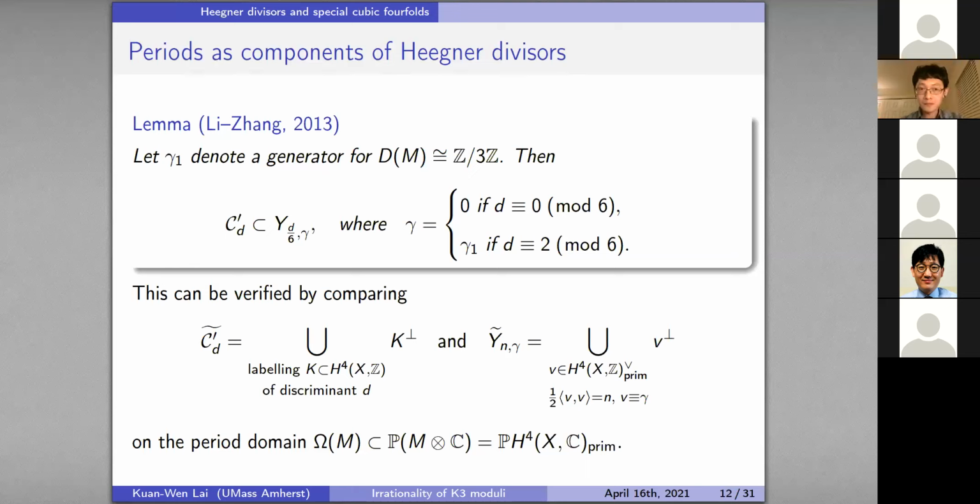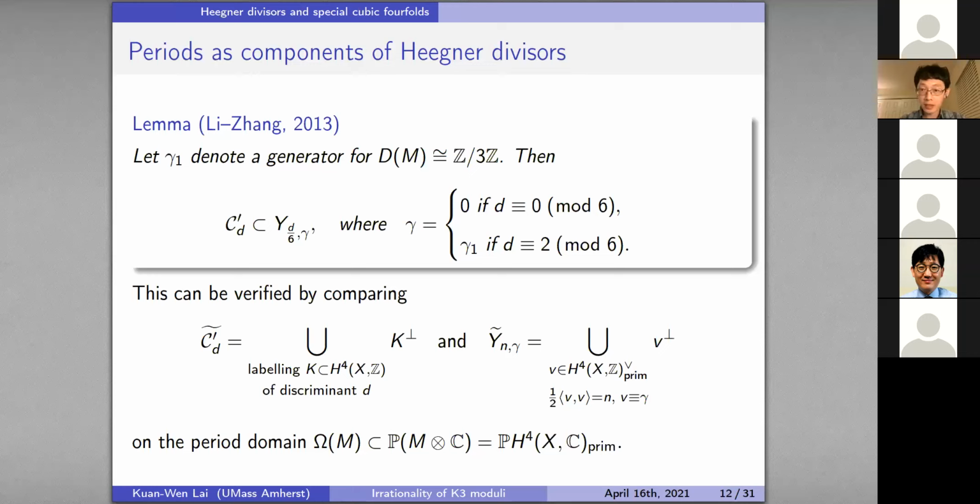Yeah, so remember, like 10 minutes ago, I said we are talking about the estimate of the degree of irrationality of the moduli space of K3. And this turns into a problem about estimating the degree of irrationality of CD, the moduli space of special cubic fourfolds. And this turns into the estimate of the degree of irrationality of these CD prime, the period spaces. And now this turns the problem further into estimating the degree of irrationality of these Heegner divisors. So how do we estimate the irrationality of these Heegner divisors?